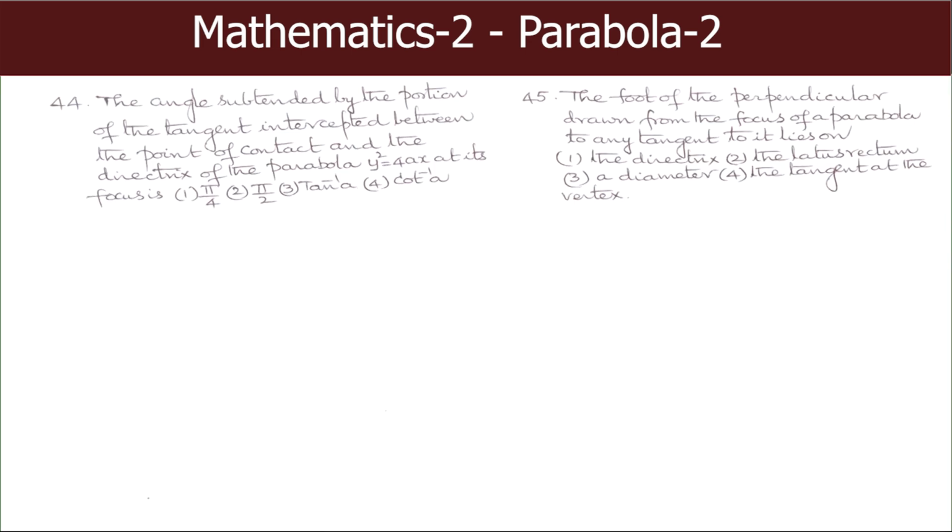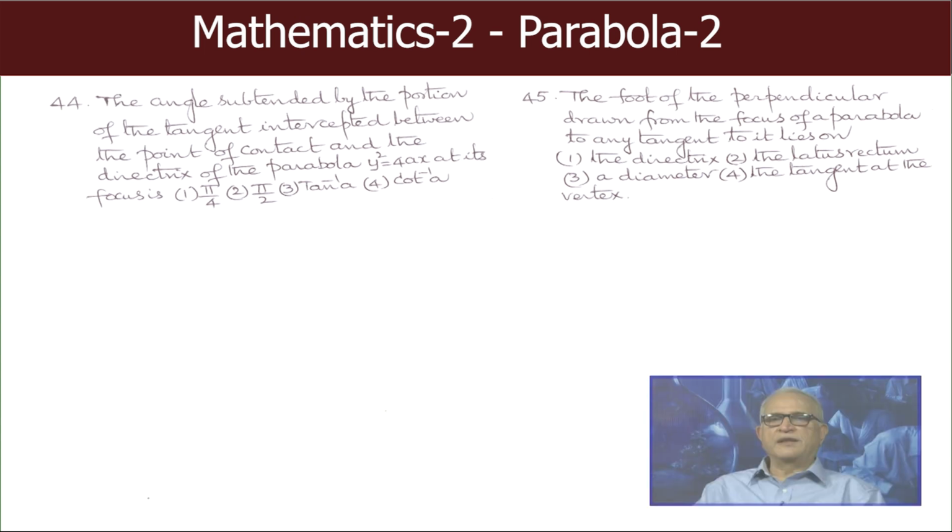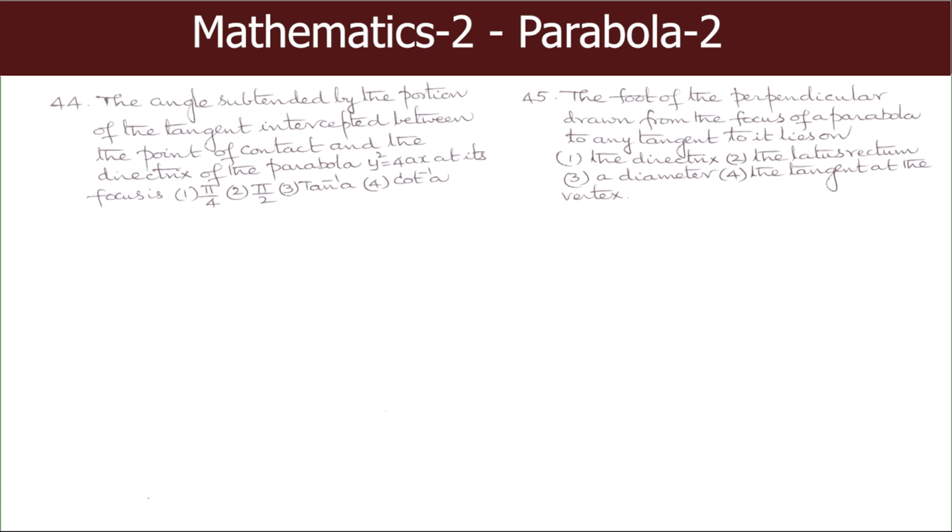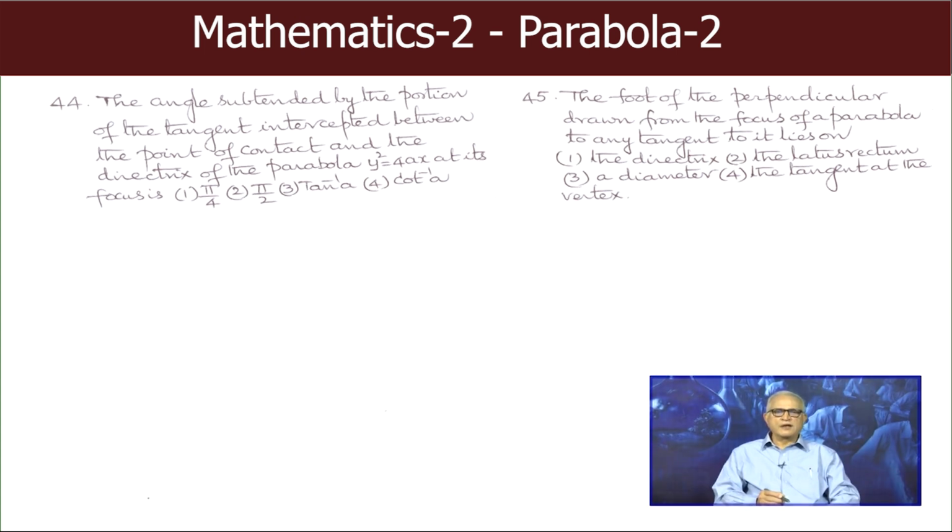The angle subtended by the portion of the tangent intercepted between the point of contact and the directrix of the parabola y square equal to 4ax at its focus is. Ante parabola y square equal to 4ax ki oka point daggara tangent geesaaru. That tangent directrix T daggara meet ayindi anukondi. That PT is the portion of the tangent. S focus daggara chesina angle enta ante angle PST antaani.